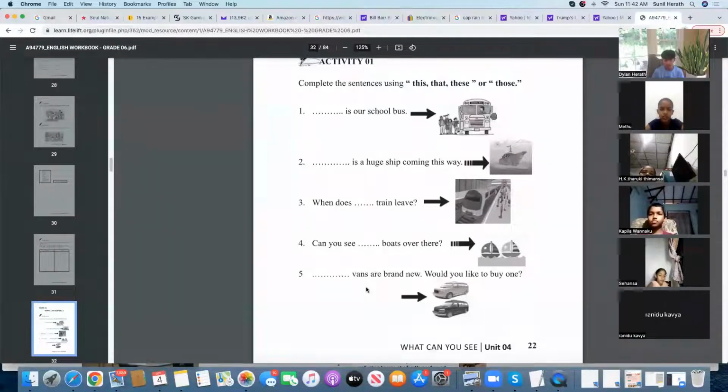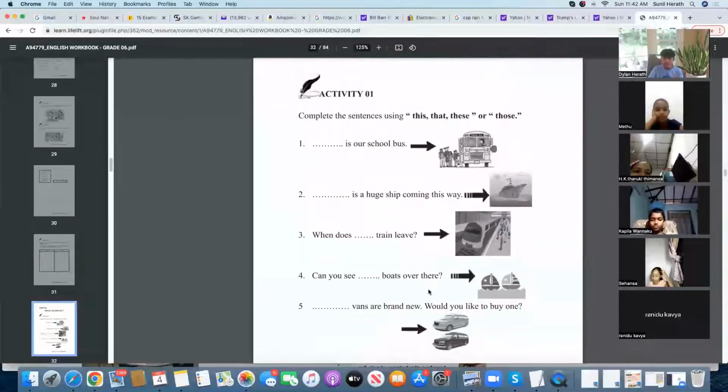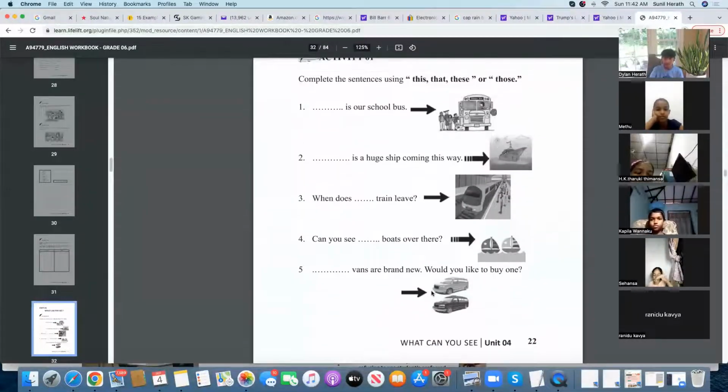These vans are brand new. Would you like to buy one? Exactly. So that's like this. So these is like a multiple version of this. That's like a plural version of this. And that goes with those. So thank you. That is actually the first lesson. Thank you, sis. That was also another helpful exercise to help us figure out this, that, these, and those.